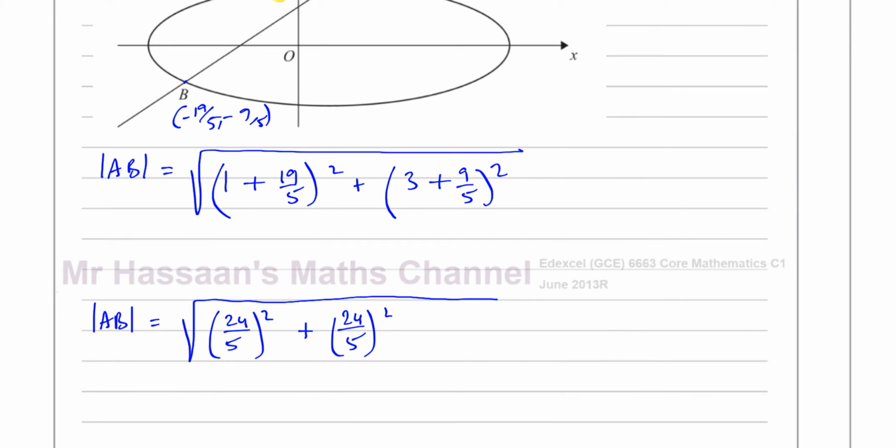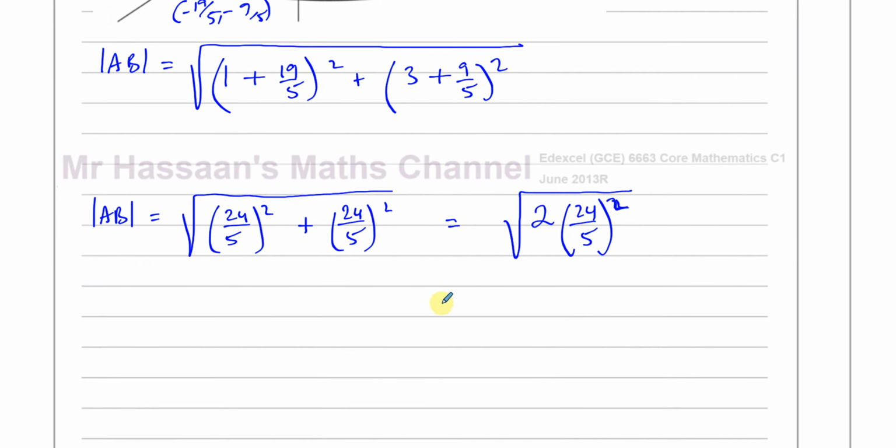Okay, so we got something quite interesting here. I guess this is why you can do this without a calculator, because what you've got now is the square root of 2 times 24 over 5 all squared. So if you were to find the square root of this, you would have 24 over 5 times root 2. So that doesn't require you to do any long calculations, because you can see this can be done without a calculator, the way the numbers worked out.